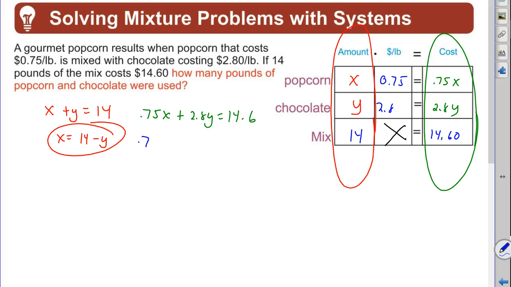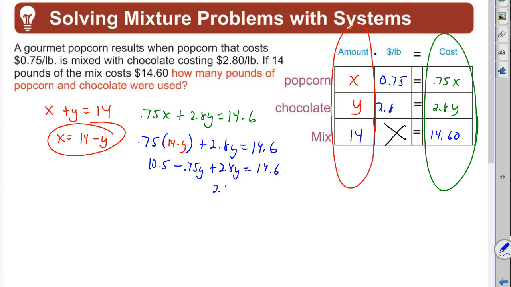Let's sub that in. I'm going to switch over to blue here. So where the x is, I've got to sub that in. All right, and what am I subbing in? 14 minus y. Okay, so calculator, 0.75 times 14 is 10.5, minus 0.75y plus 2.8y equals 14.6. Look, you've got a bunch of decimals, but it's no big deal. You've got a calculator. If you want to, you can multiply by 10 and get rid of all the decimals. But again, not so hard to handle.